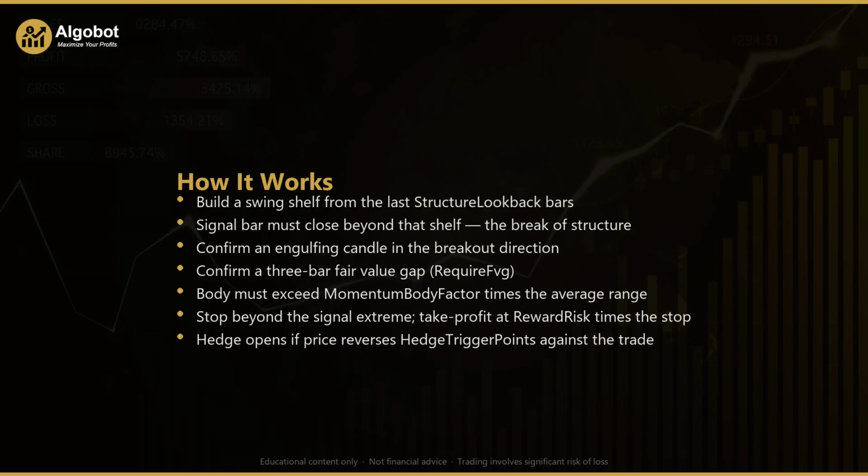The third condition is displacement, measured as a 3-bar fair value gap. For a long, the high of the bar 3 back must sit below the low of the signal bar, leaving an unfilled gap on the way up.